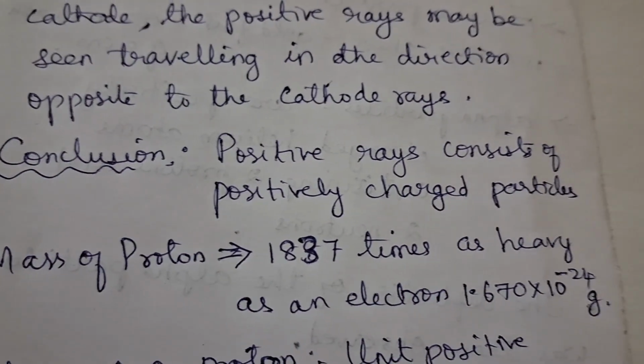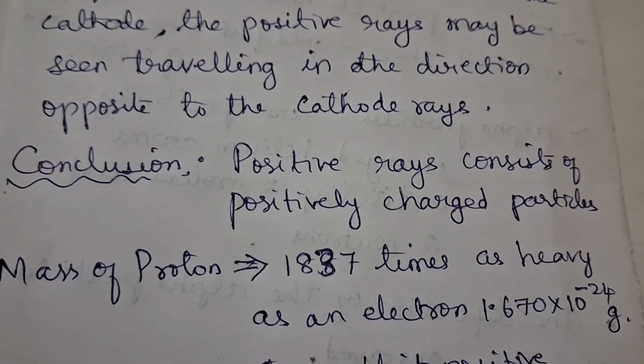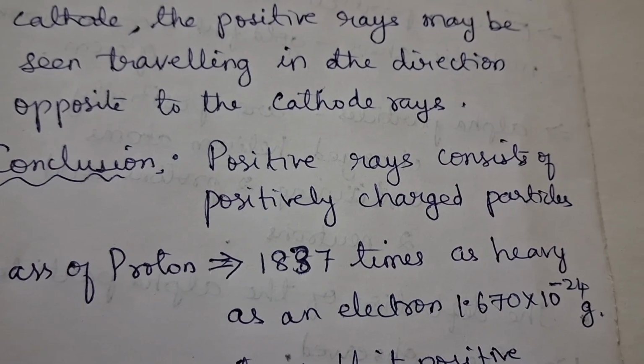Now the conclusion: positive rays consist of positively charged particles. The mass of the proton is 1837 times as heavy as an electron.